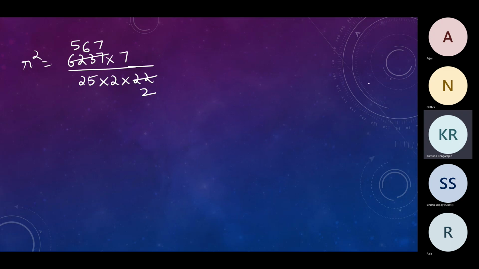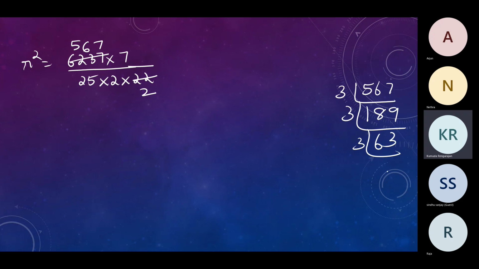So R square is equal to, find the prime factors of 567. You should not multiply. See here, R square is this one, so do not multiply. Find the prime factors. 3 1s are 3, 3 8s are 24, 3 9s are 27, 3 6s are 18, 3 7s are 21, 3 7s, 7 ones. We are not able to simplify further.